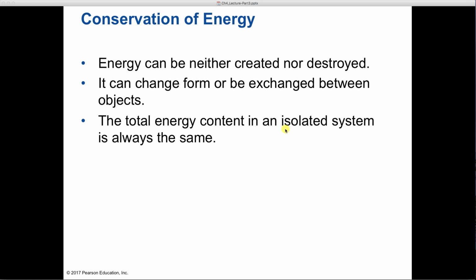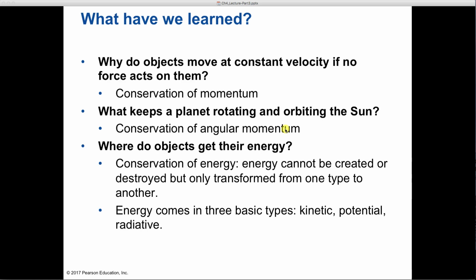If you have something from the outside interacting with the system, then you can get the total energy of the system to change. If something pushes on the system or puts energy into the system, the total energy can increase. If something takes energy out somehow, the total energy of the system can decrease. So an isolated system has the same total energy. But again, that energy can take different forms within the system.